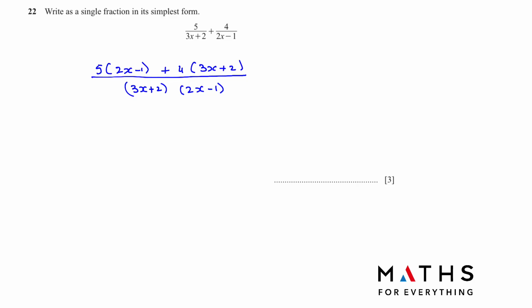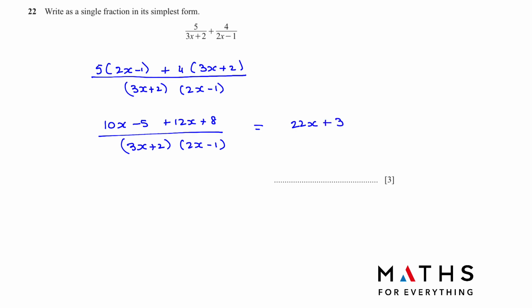Okay, now expand the brackets. You will get 10x minus 5 plus 12x plus 8 over (3x plus 2)(2x minus 1). Do not expand the bracket in the denominator. 10x plus 12x will give us 22x, and negative 5 plus 8 is plus 3. And that's your final answer.